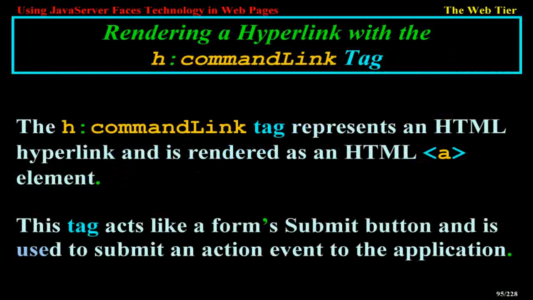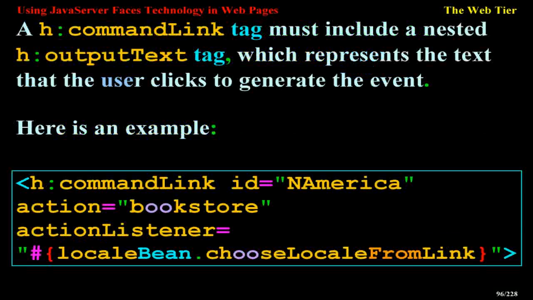Rendering a hyperlink with the h:commandLink tag. The h:commandLink tag represents an HTML hyperlink and is rendered as an HTML a element. This tag acts like a form submit button and is used to submit an action event to the application. An h:commandLink tag must include a nested h:outputText tag, which represents the text that the user clicks to generate the event.